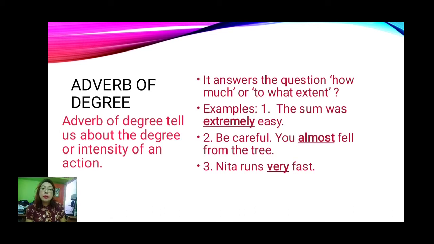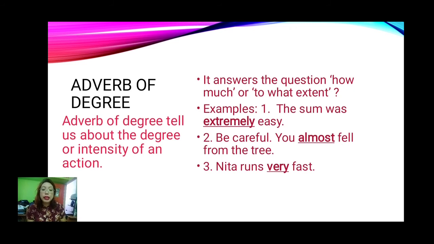Okay, now let us see the example. The sum was extremely easy. Now here, if the sentence were 'the sum was easy', the sentence would be correct, but without an adverb, right? But if I write 'the sum was extremely easy', now this word extremely is what? It is describing the easiness of the sum, how easy the sum was. Not quite, not a little bit, but extremely easy. So here the word extremely describes the intensity or the degree of easiness of the sum.